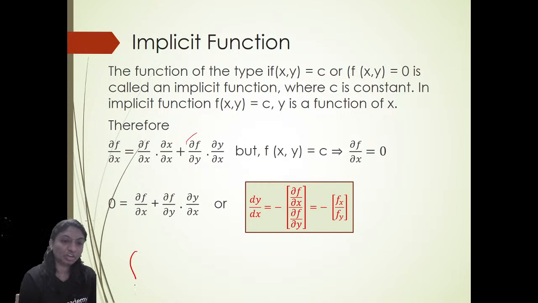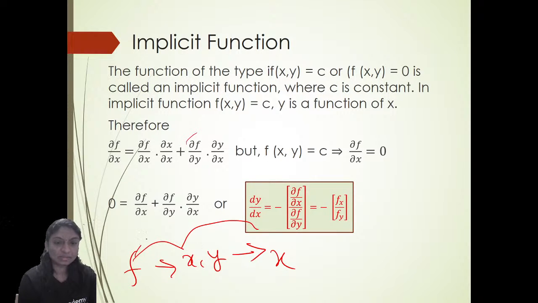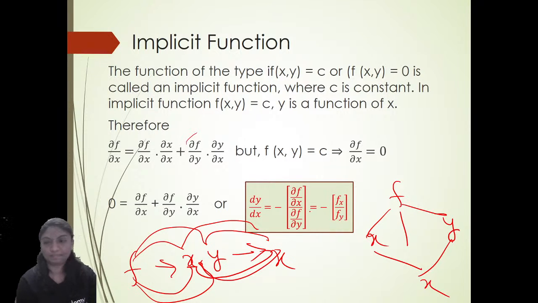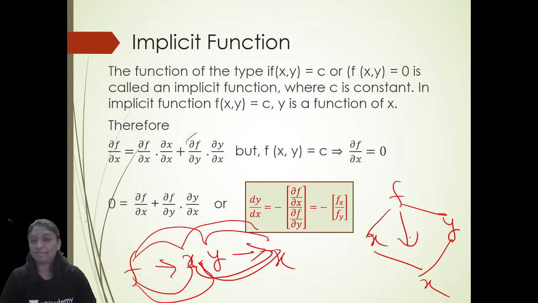See here, f is a function of x and y, and x and y both are functions of x. So instead of going this way, what will dy/dx be? dy/dx = -(∂f/∂x)/(∂f/∂y). This is your implicit function.